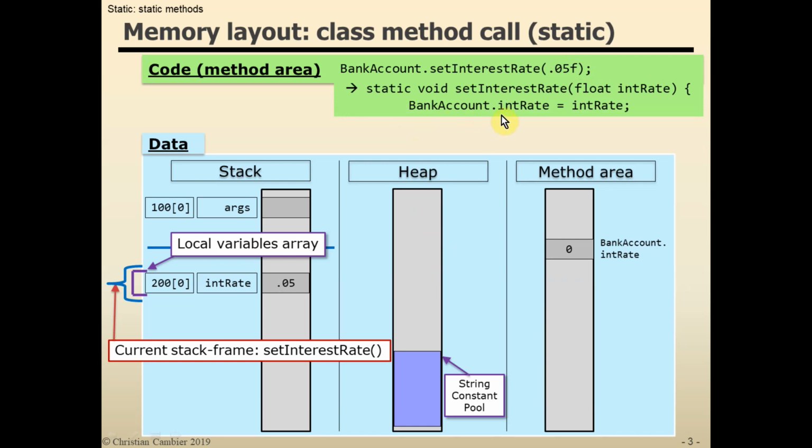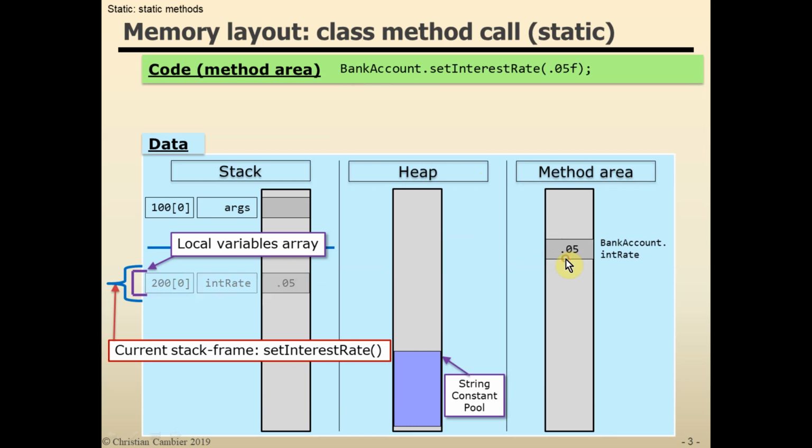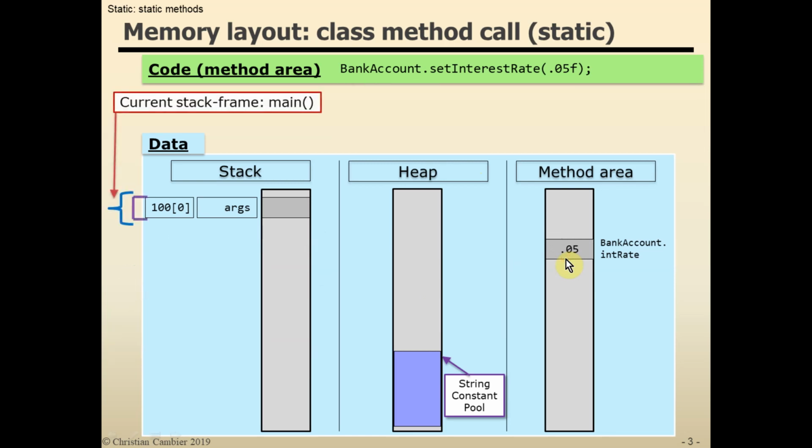Inside the method, in order to prevent a naming conflict between the static property and the parameter that bears the same name, we use the BankAccount.interestRate syntax. So we use the name of the class here. This statement will change the value in the method area. The method has finished and we return to the main method. So far for invoking a static method.